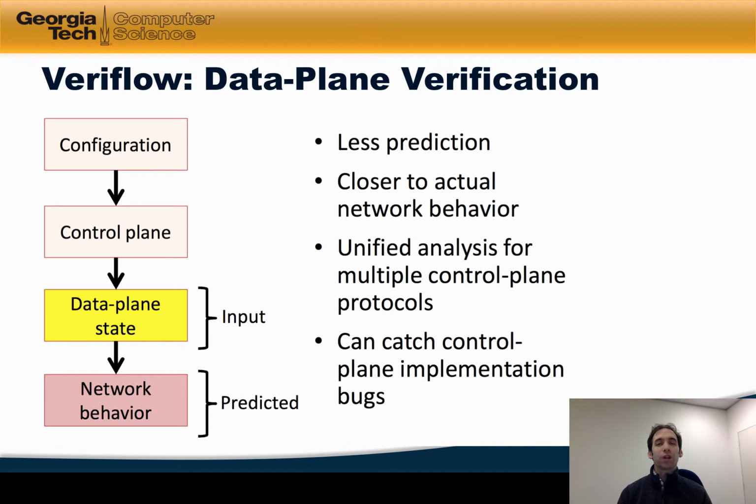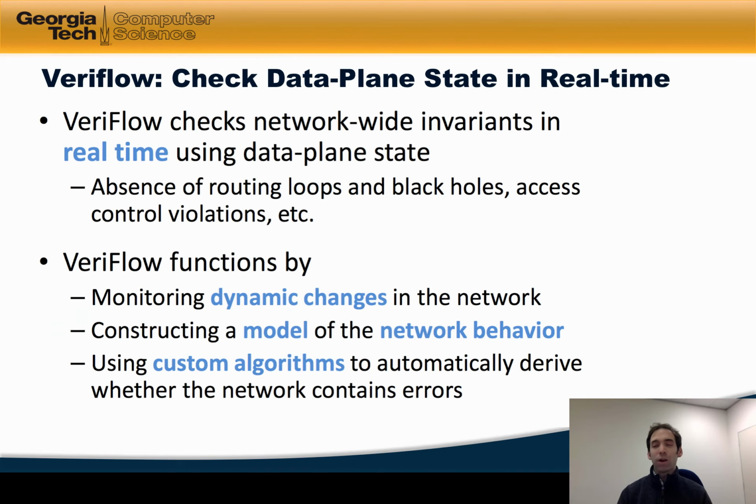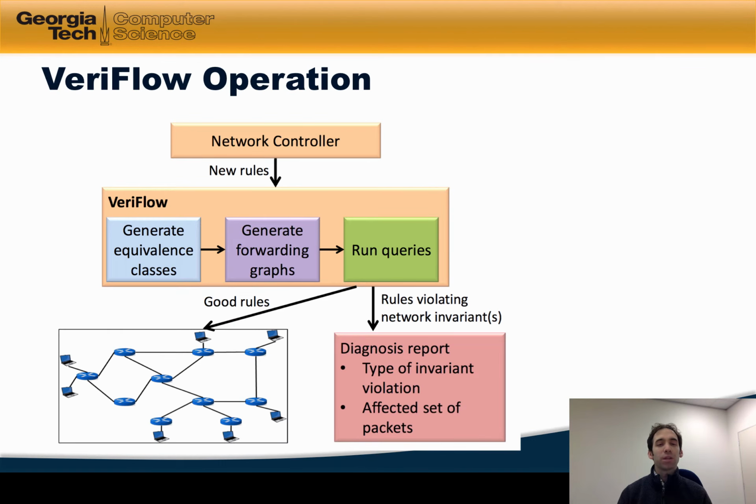Although we focused our discussion of data plane verification on header space analysis, another tool called Veriflow performs very similar types of checks. Veriflow attempts to perform this type of verification in real time using data plane state. It monitors dynamic changes in the network, constructs a model of network behavior, and uses custom algorithms to automatically derive whether the network contains errors. Much like header space analysis, Veriflow runs its analysis over a forwarding graph and produces a set of invariant violations and a set of packets that cause the invariant to be violated.